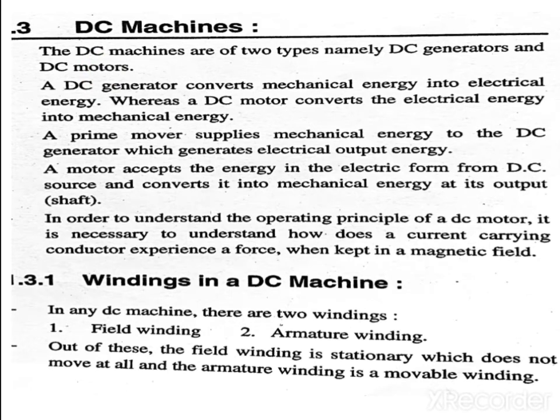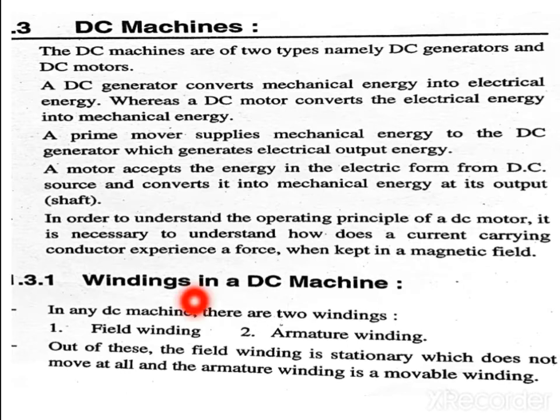DC machines are mainly of two types, DC generators and DC motors. The DC generator converts mechanical energy into electrical energy, whereas a DC motor converts electrical energy to mechanical energy. DC motors accept the energy from the DC source and convert it into mechanical energy at its output. There are mainly two types of winding in a DC machine. First one is field winding and second is armature winding.